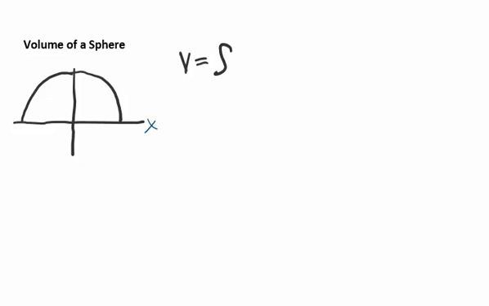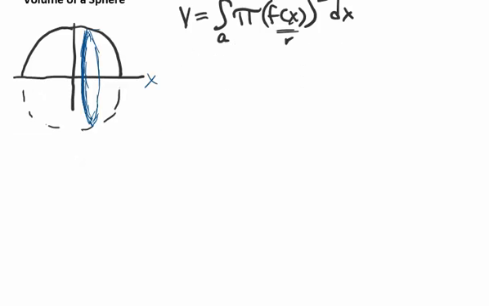It's equal to the definite integral from a to b of pi times f of x squared dx. Okay, and we can look at our diagram, rotate the semicircle about the x-axis, and sketch in one of those disks and see that the radius of one of the bases is just a function value. Okay, so now we just need a formula for the semicircle.